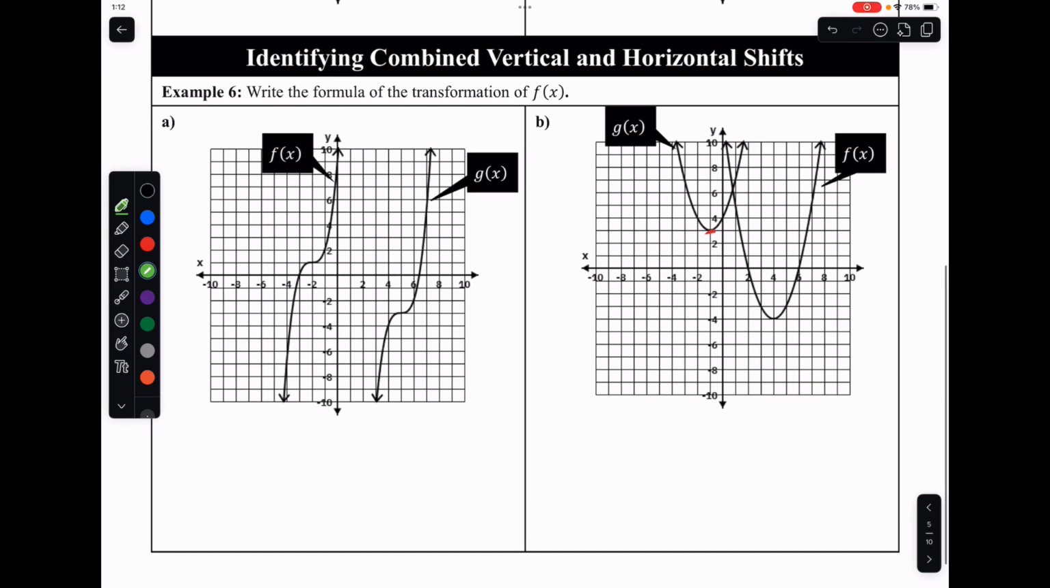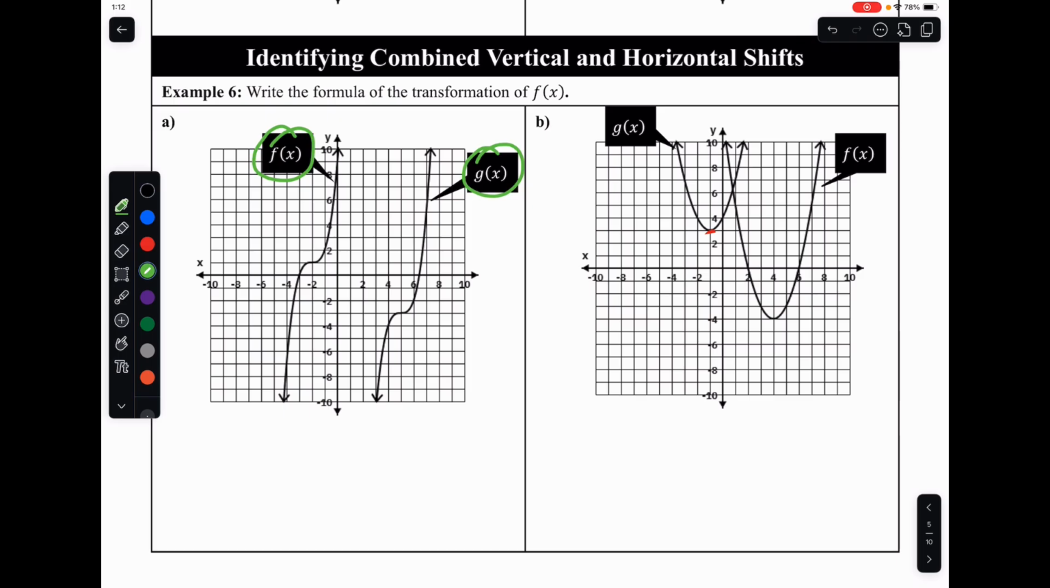And now let's work backwards. Let's identify combined vertical and horizontal shifts. So we want to go backwards. Now I want to give you again the two functions f and g, and I want to write the formula of the transformation of g. So here we just simply need to identify our starting point, which is going to be f, to our lasting point g. So looking at any point and identifying its corresponding position after the shift will tell us whether we're adding or subtracting.